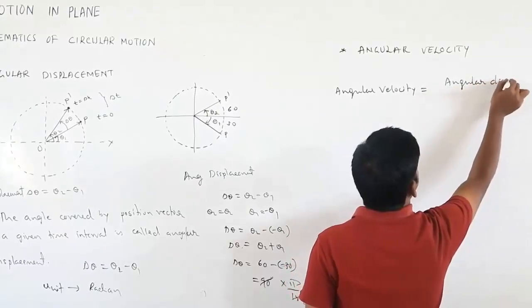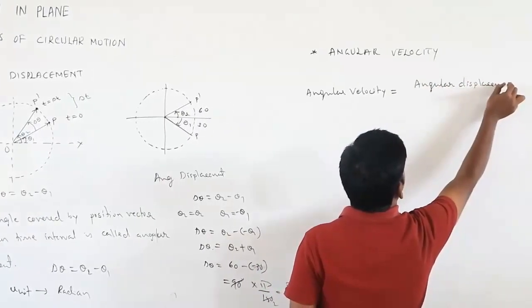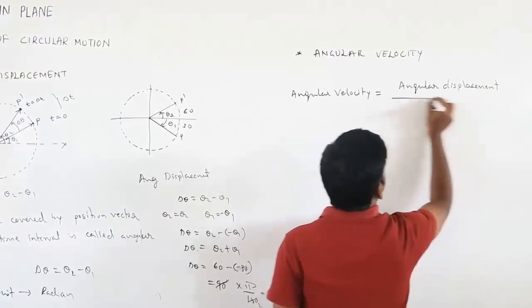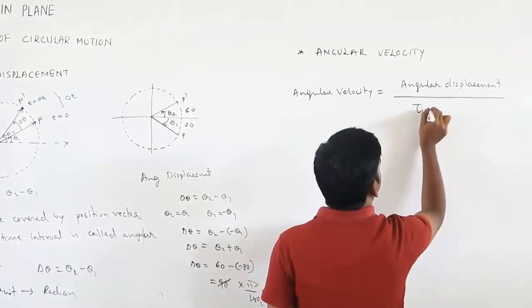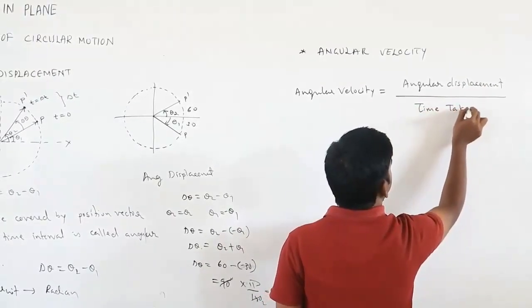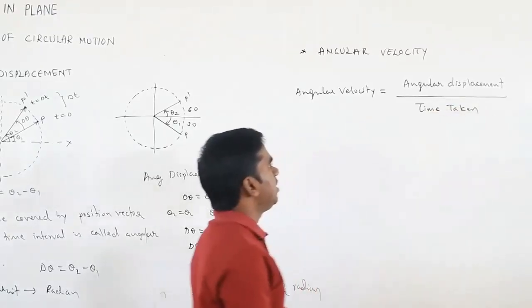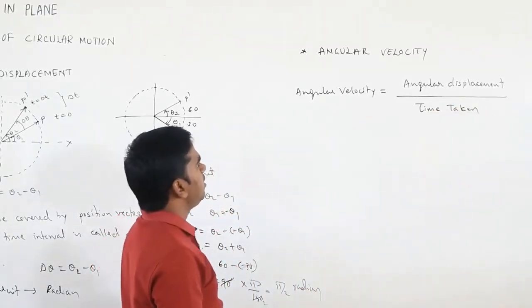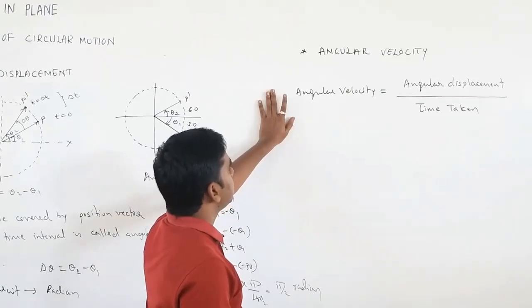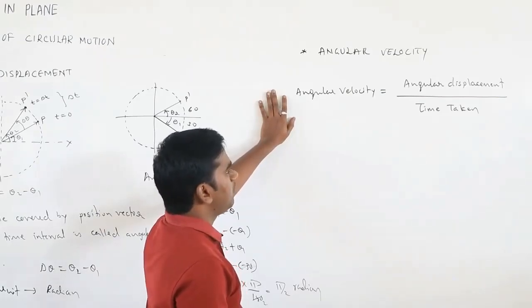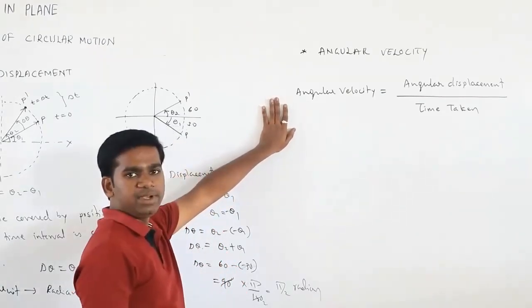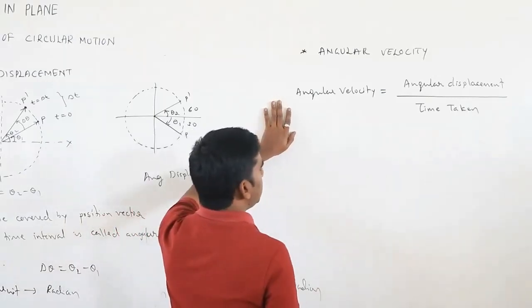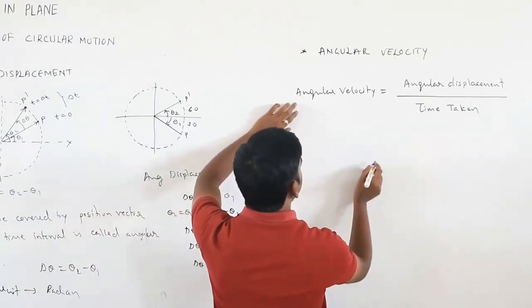Angular displacement divided by time taken. Time taken means total time taken. So simply, you can define it as a ratio of angular displacement to the time taken. So how can you write it in terms of a formula?